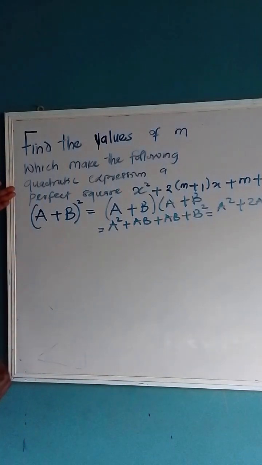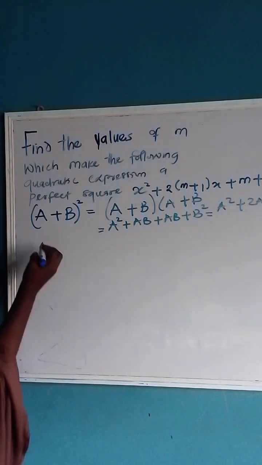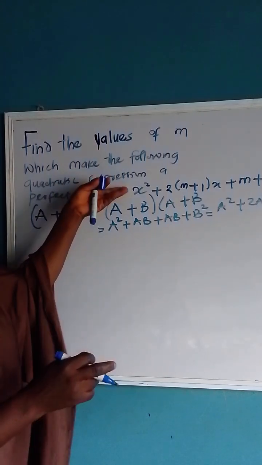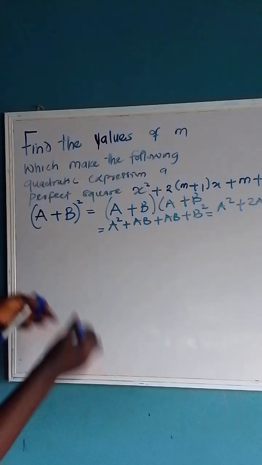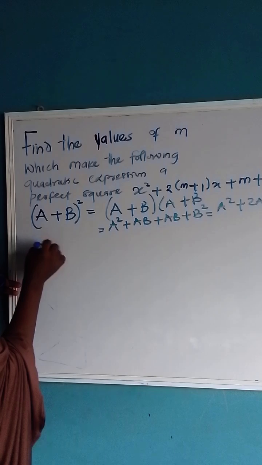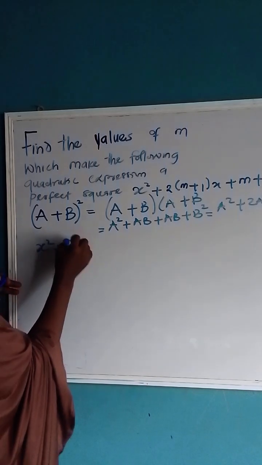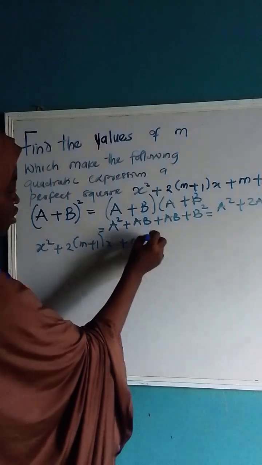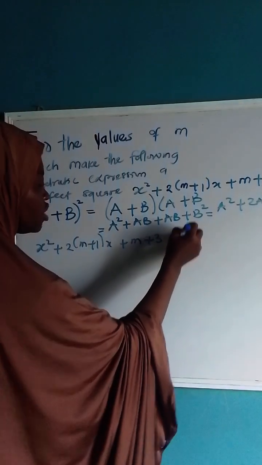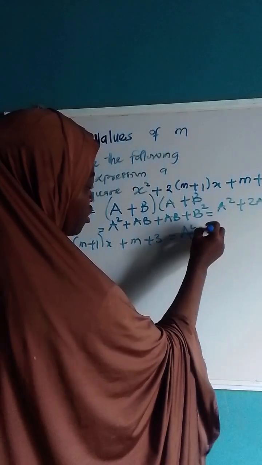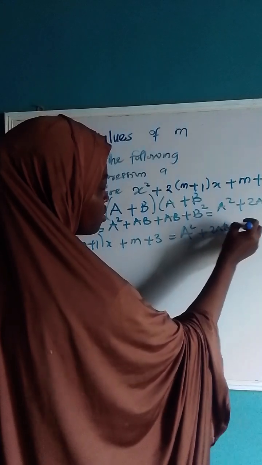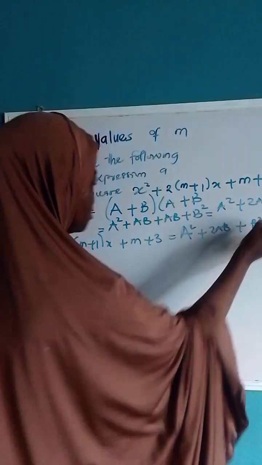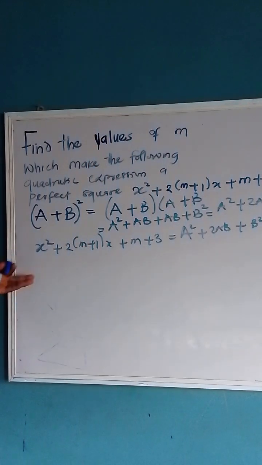So now we are looking at this expression. It has some things that can make it a perfect square, but we don't know. So now s squared plus 2 into (n plus 1) s plus n plus 3 is going to be equal to this a squared plus 2ab plus b squared. So now this is it.